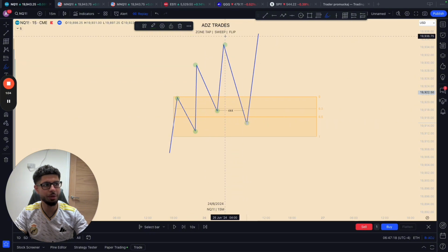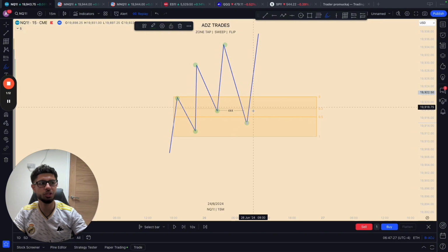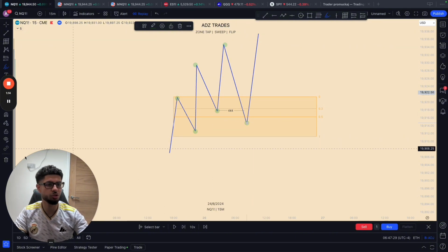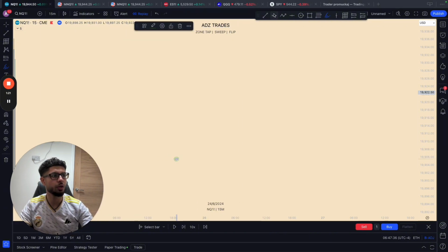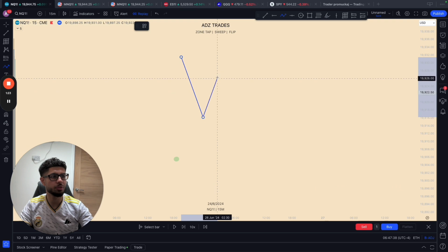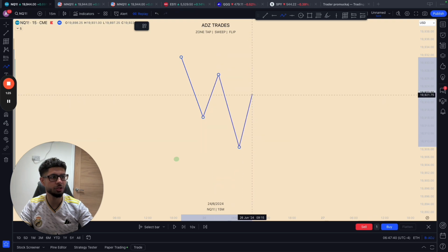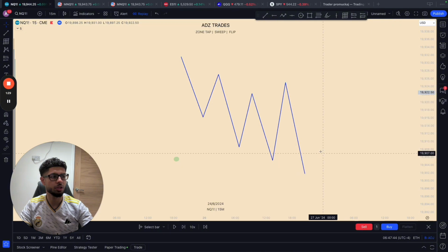So it's going to be a tap, sweep, flip. So we get a tap, we sweep that tap, and then we get a candlestick flip or a candlestick confirmation, which is the flip that we are going to continue with the trend. In a downtrend, we're going to get the exact same setup, right? We're just going to count to 6, right? So where's our 6?